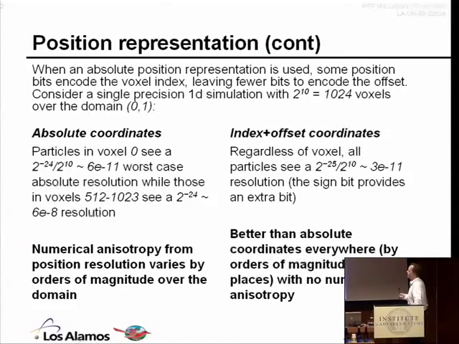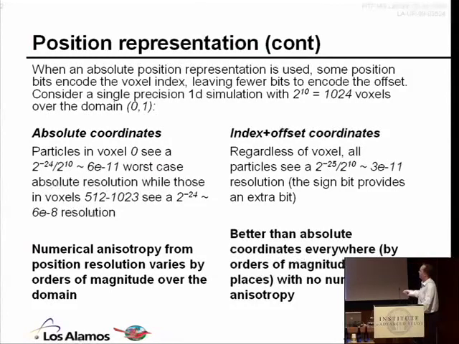The main benefit of it, though, is that the position representation makes single precision possible in codes like these. To understand this, let's consider a single precision 1D simulation with about 1,024 voxels over the domain from 0 to 1. So this is very idealized. If my particles are just represented as a number between 0 and 1 in terms of their position, what I find in single precision is that their worst case absolute resolution, if a particle is in voxel 0, is about 6 times 10 to the negative 11th, whereas particles in the second half of the simulation see a different resolution. It's about 6e minus 8.